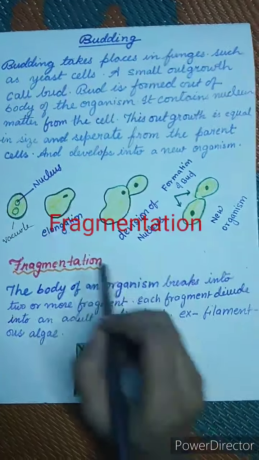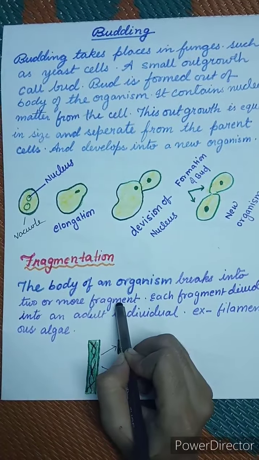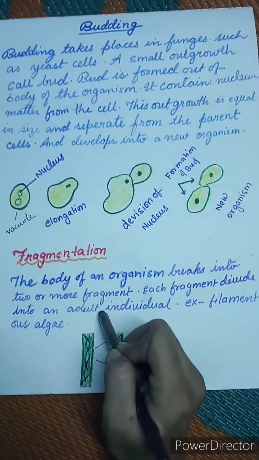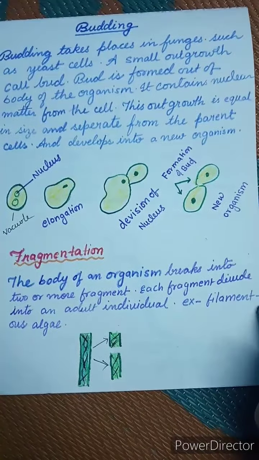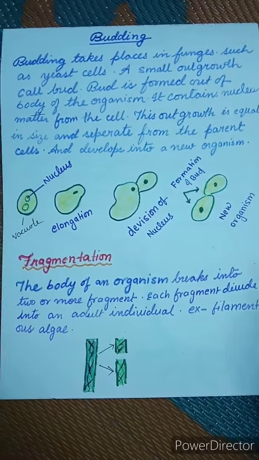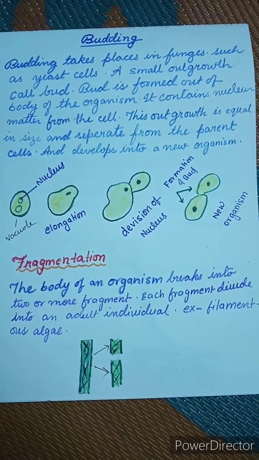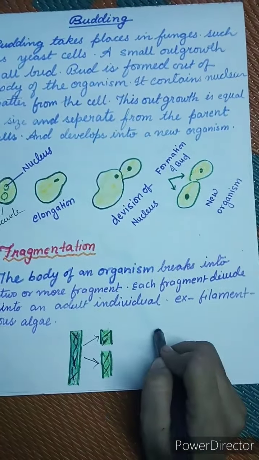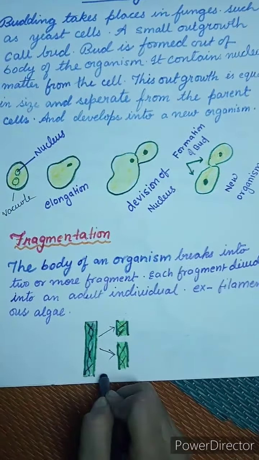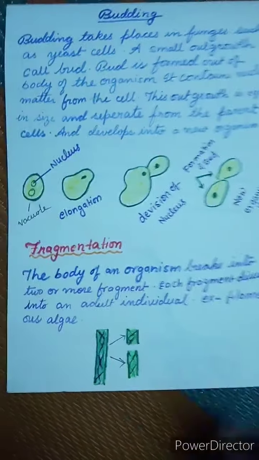Next is fragmentation. So children, the body of an organism breaks into two or more fragments. Each fragment grows into an adult individual. For example, filamentous algae is an example of fragmentation. There is another example called planaria, in which the body of the planaria gets split, meaning divided. All the body parts get broken, and then each part gives rise to a new individual.